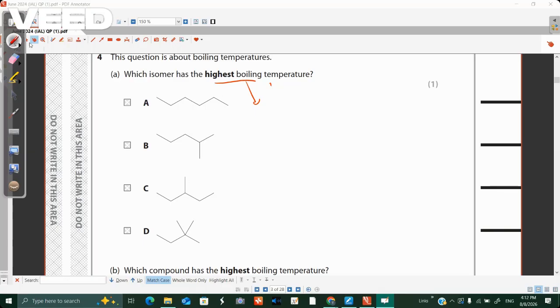Highest boiling point means strongest ID-ID forces. Strong ID-ID forces are there when it is least branched. When it is least branched, more area is exposed, more points of contact are there because of better packing. Since it is not branched, they can pack well. So therefore, stronger intermolecular interactions are there. So the answer is A. Easy ones, right?